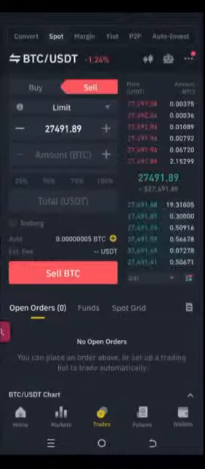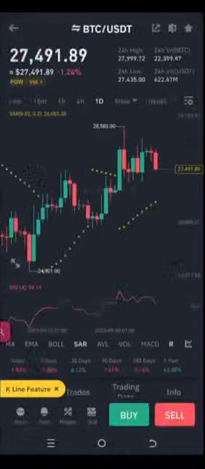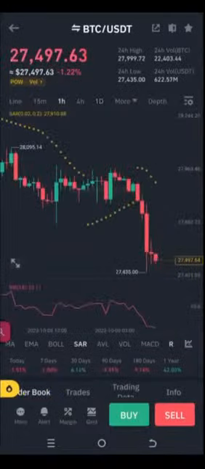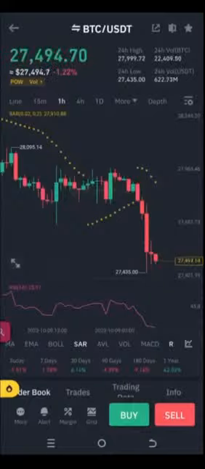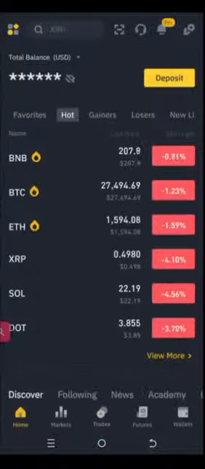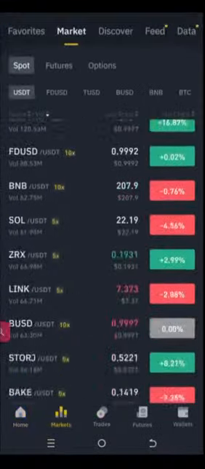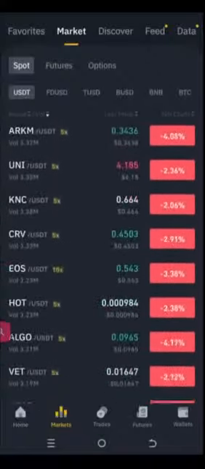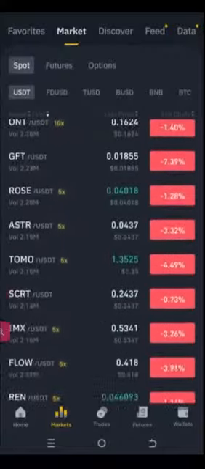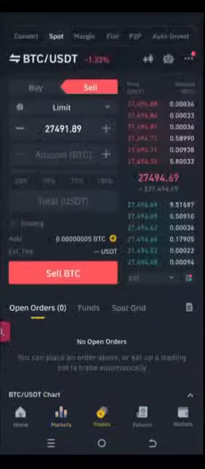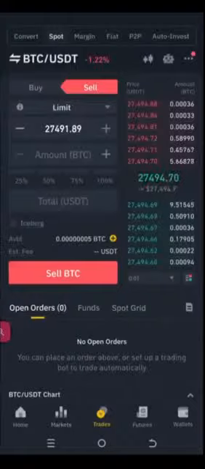Look at BTC. BTC is dumping. This is one day. It's really been a bloodbath, as you can see here. If we go to the home page, you'll see that everywhere is red. A lot of coins are currently dumping right now. So the market is red, as you can see. It's almost 90% red.